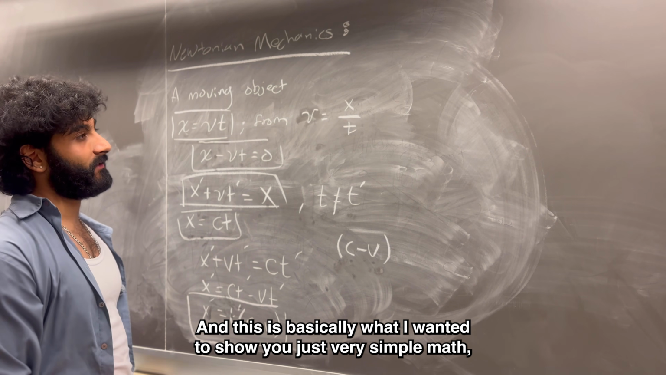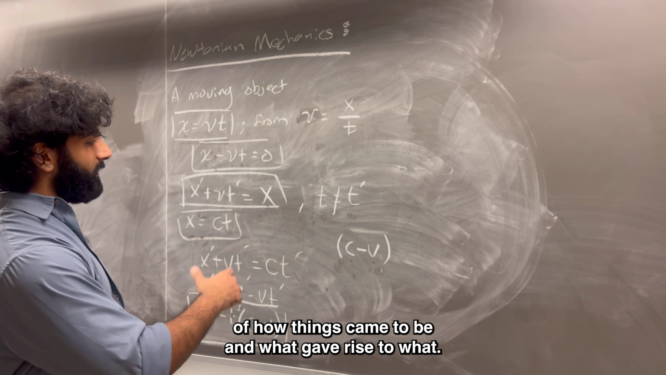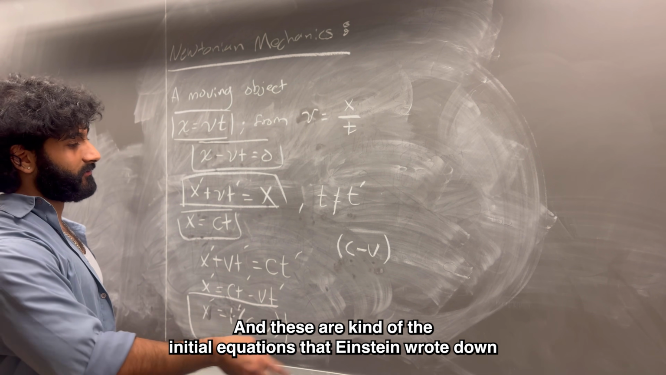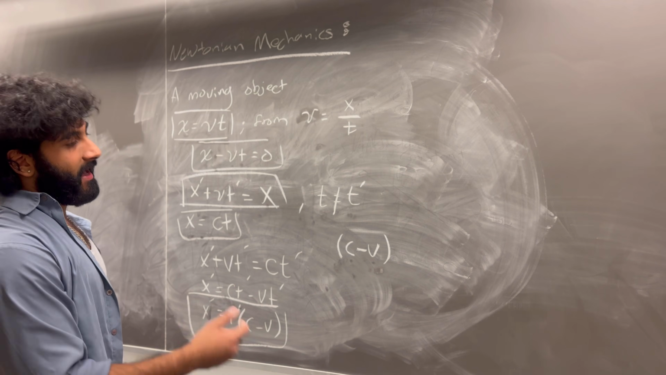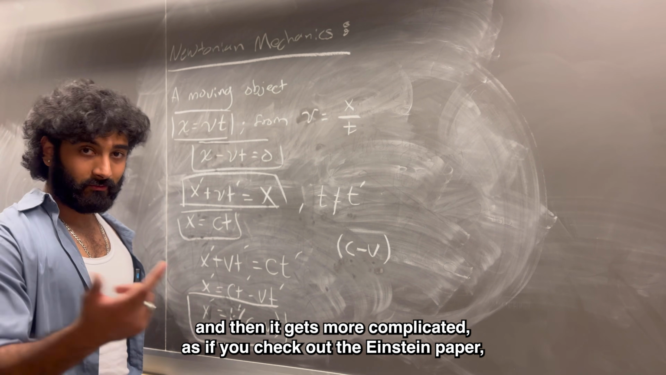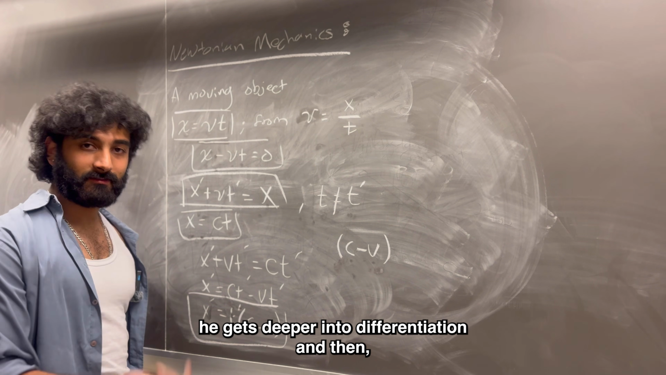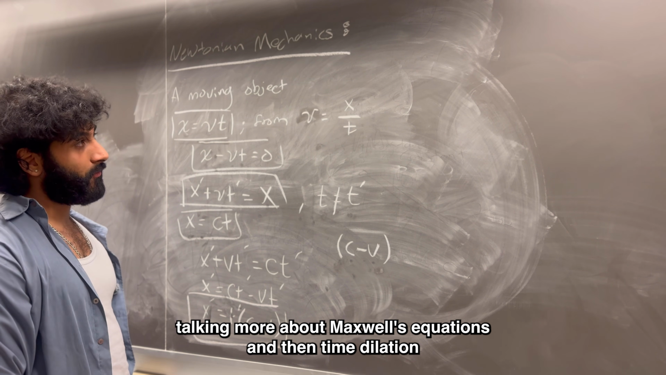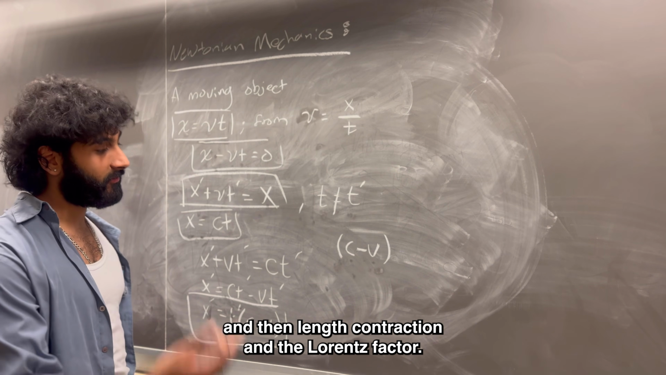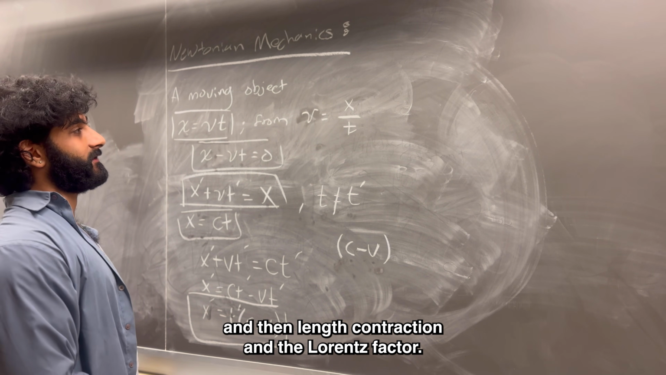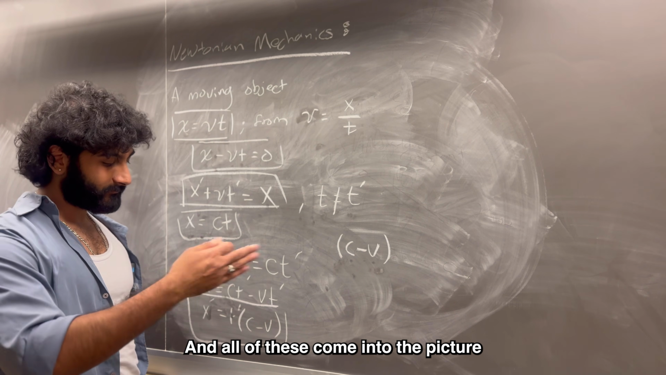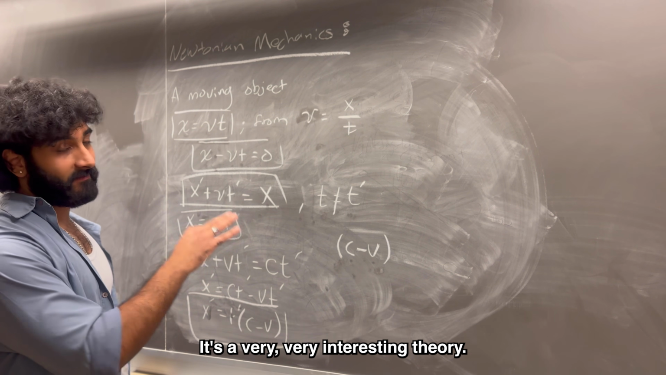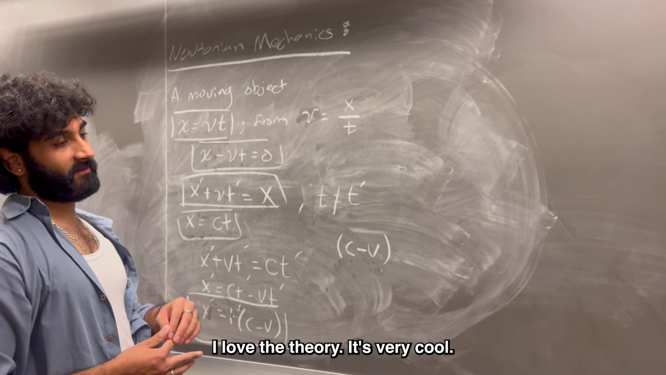And this is basically what I wanted to show you, just very simple math of how things came to be and what gave rise to what. These are the initial equations that Einstein wrote down. And then it gets more complicated. If you check out the Einstein paper, he gets deeper into differentiation and then talking more about Maxwell's equations, and then time dilation, and then length contraction, and the Lorentz factor, and all of these come into the picture of the special theory of relativity and its wonderful results. It's a very, very interesting theory. I love the theory. It's very cool.